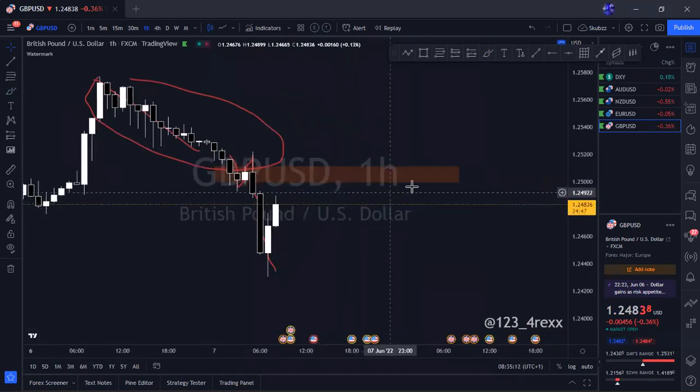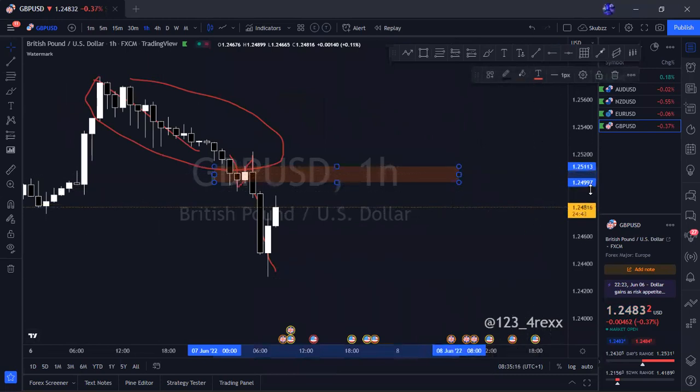Just watch out for this area highlighted here between 125.113 and 124.997. It's actually around the psychological level, and GBPUSD likes respecting psychological levels. 125,000, the psychological level. So let's see. If I see any bearish rejection candlesticks, then fine, I'll jump on the trade.